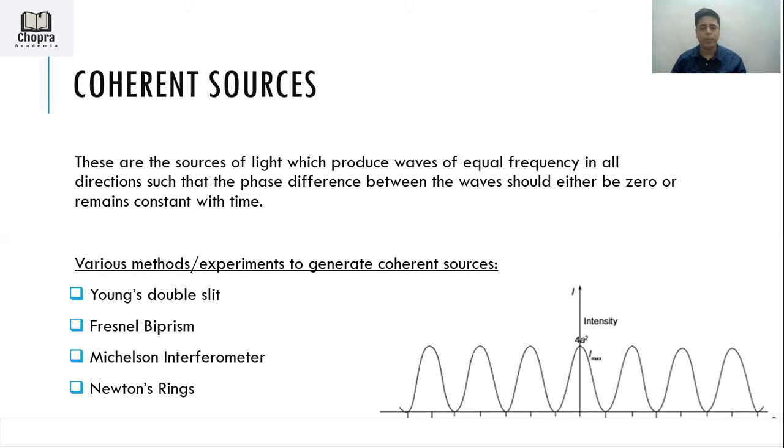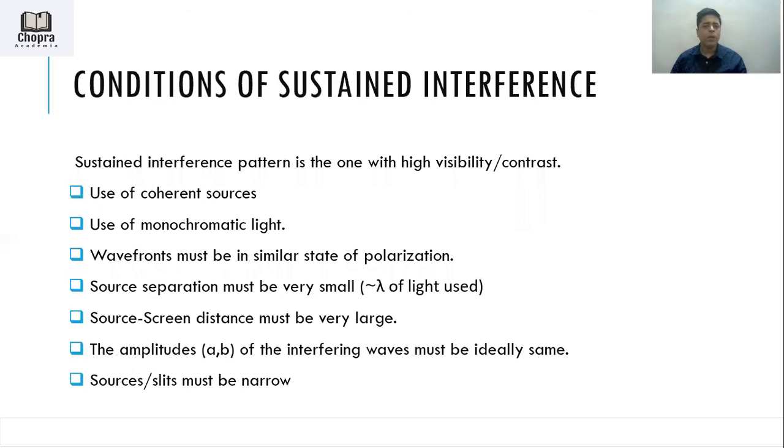Conditions of sustained interference pattern. A sustained interference pattern, first of all, is a pattern with a very high visibility or contrast. A very important point to note here is that you can obtain a sustained interference pattern if you have coherent sources.